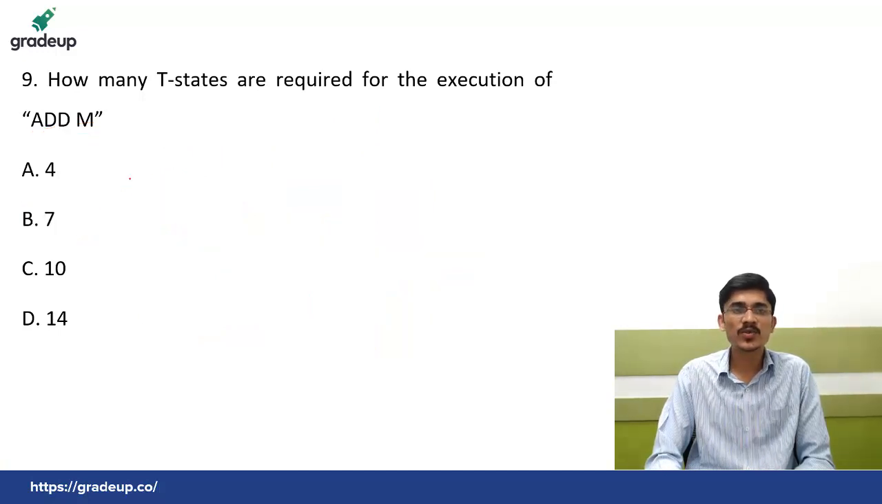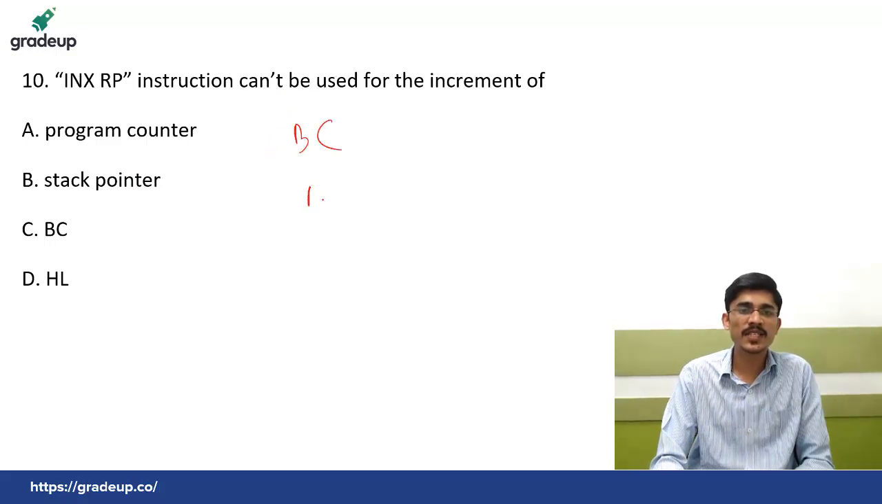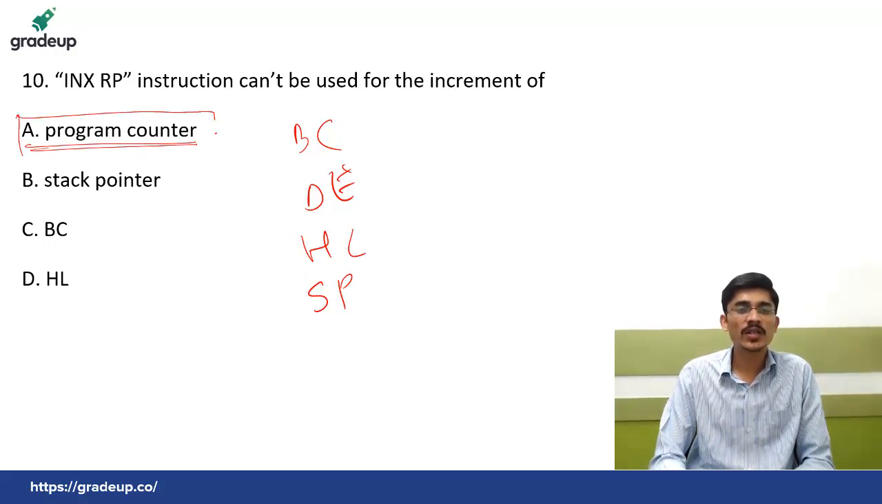So let's move to the next question. INX RP instruction can't be used for the increment of. This is a simple question. You have to just remember that it can be used for the increment of BC, DE, HL as well as SP, but it can't be used for the increment of program counter. See, no instruction can change the PC like you cannot increment or decrement the program counter. So INX RP works on stack pointer, BC, DE, HL, but it does not work on the program counter. You have to remember this.